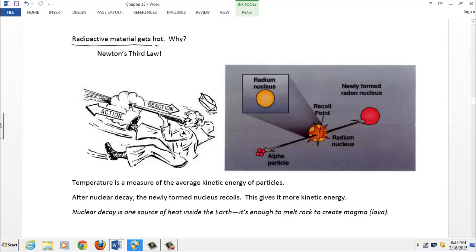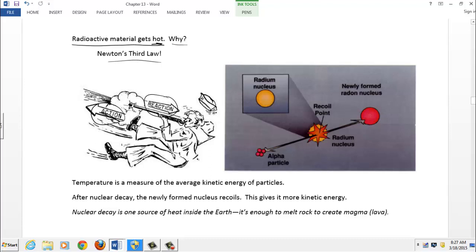Okay, here's one more thing we need to learn about radioactivity. Radioactive material gets hot. It warms up. How come? Well, by Newton's third law. Back when we talked about Newton's third law, every action has an equal and opposite reaction. We had this picture of this guy firing a gun. The bullet comes flying out. That's the action force. And as the bullet comes out, there's a reaction force. There's a recoil where the gun kicks back.